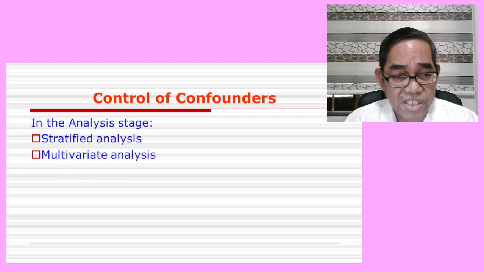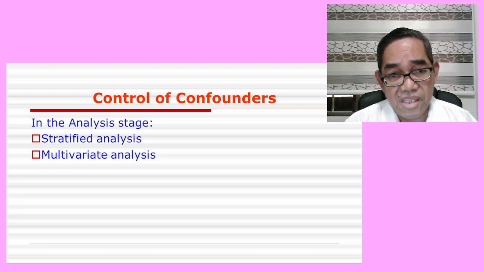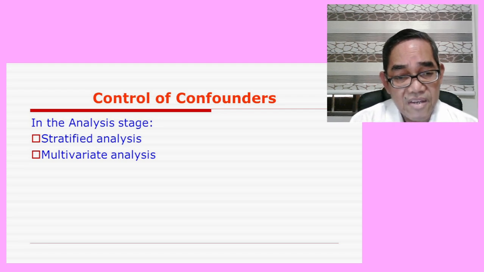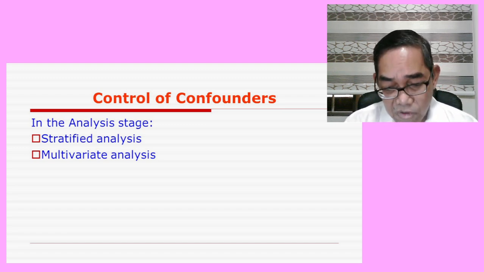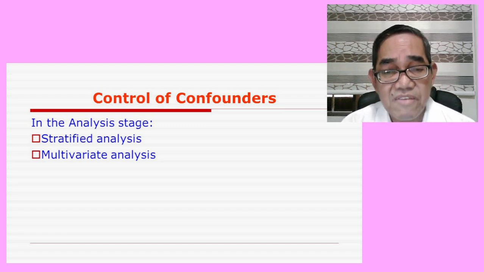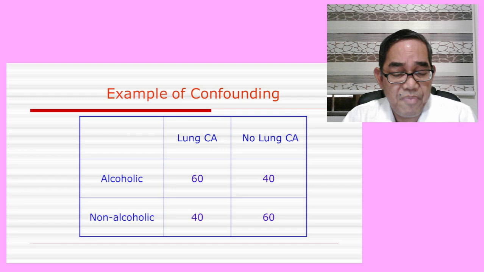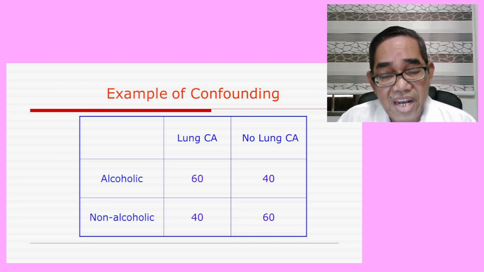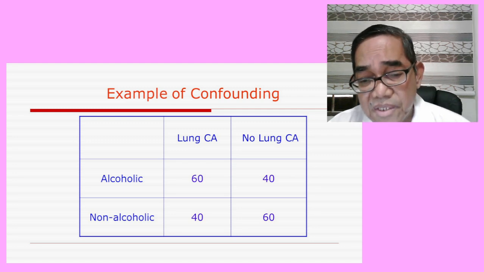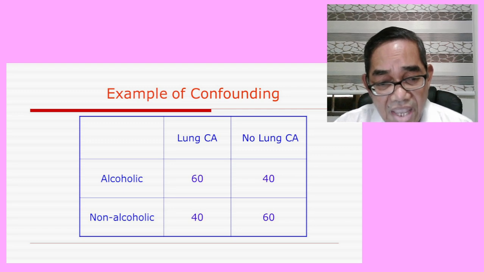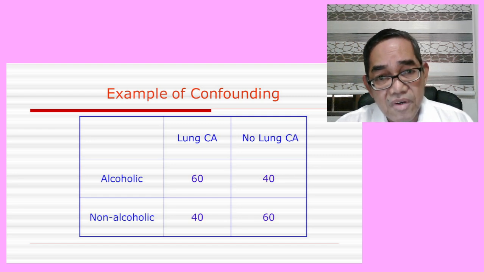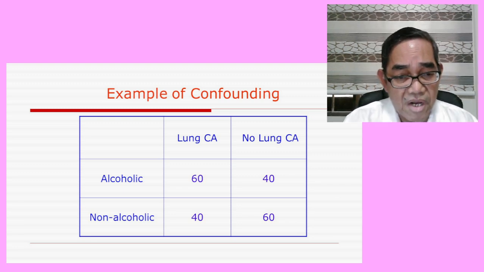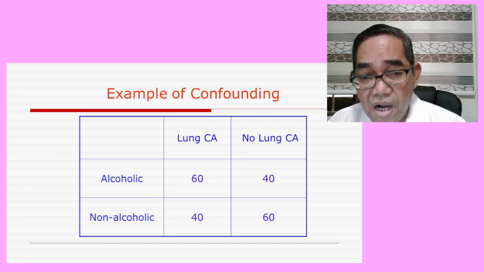Now, in the analysis stage, we do stratified analysis and multivariate analysis. So we stratify the analysis with regard to the confounder. Let me give you an example of a stratified analysis to control for a confounder. Suppose we want to look into this hypothetical data on the relationship between alcoholism and lung cancer. You will note from the data that there are more people who have lung cancer among the alcoholics compared to the non-alcoholics. So there seems to be a relationship between alcoholism and lung cancer.